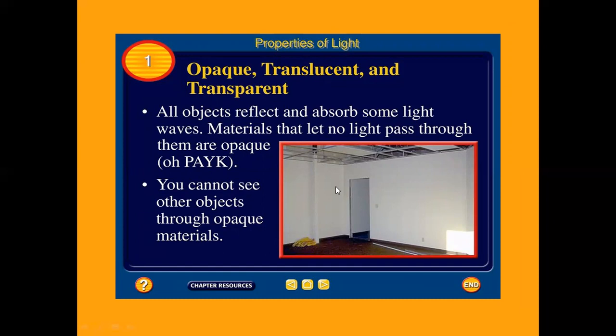In this condition, what happens when light waves strike on this object on the wall? Then what happens? All light rays are absorbed by the wall, I mean this object. So this is the opaque material. Okay, and we cannot see other objects through the opaque material, through the opaque object.